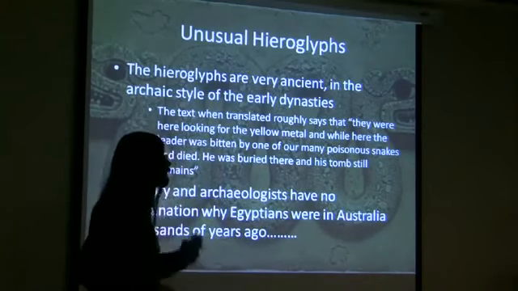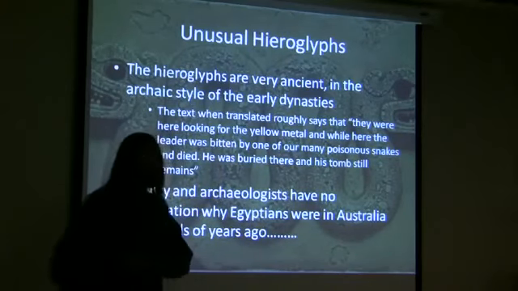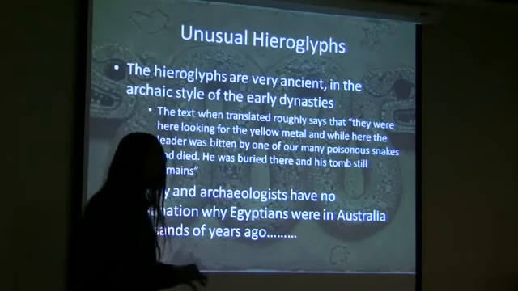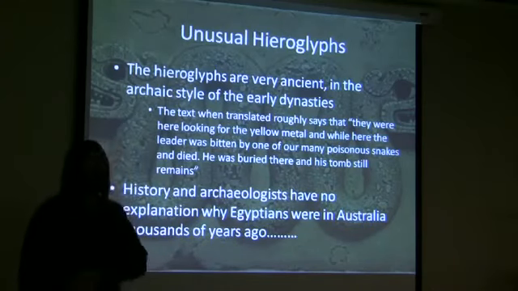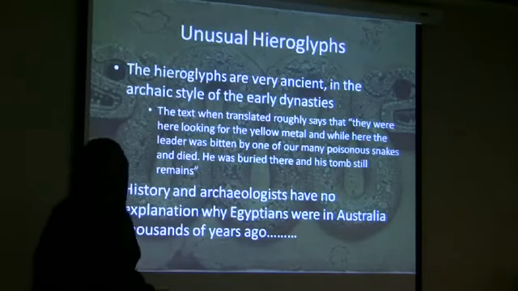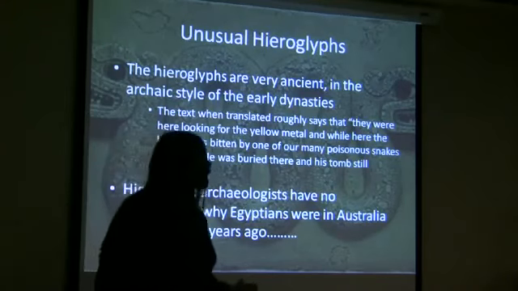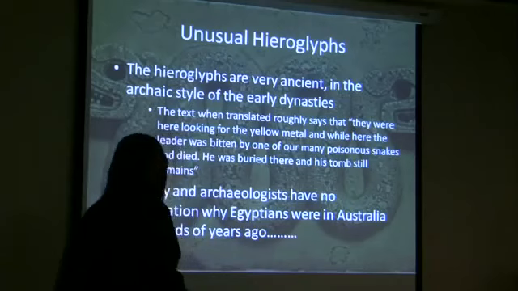It's one of the greatest mysteries we have of the Egyptians, but the scientific community and Egyptologists don't want to recognize it. Because if they recognize it, they then have to rewrite everything that they know about the history of Egypt. So as far as we're concerned, there was no reason for Egyptians to be in Australia.